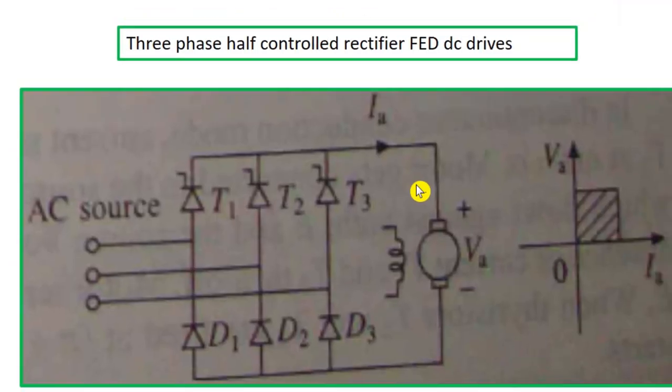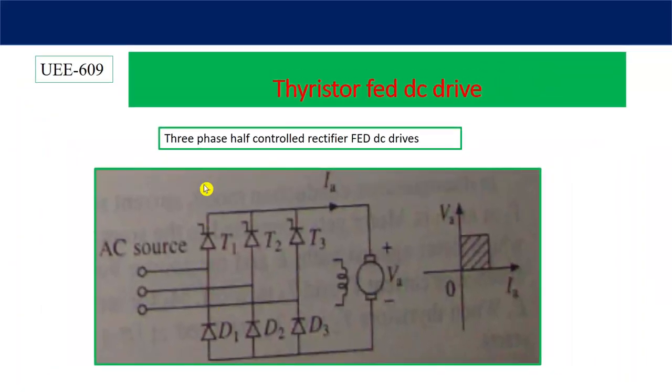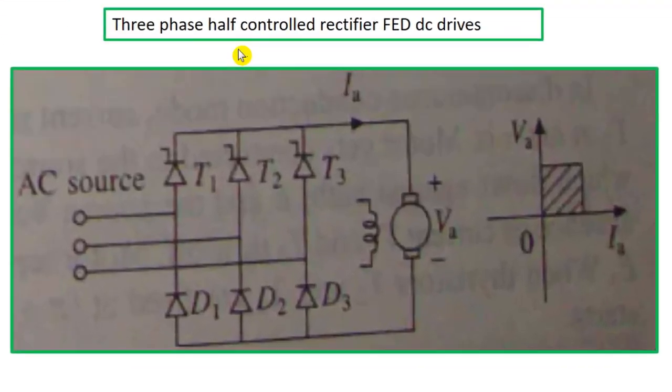Let's proceed. Here it is 3-phase half controlled rectifier with DC drives. The naming is half controlled because out of these 6 uncontrolled diodes from the 3-phase uncontrolled rectifier, only 3 diodes are replaced by controlled switches or thyristors. That's why, out of 6, 3 are replaced by controlled. That's why it is half controlled. So 3-phase half controlled rectifier.